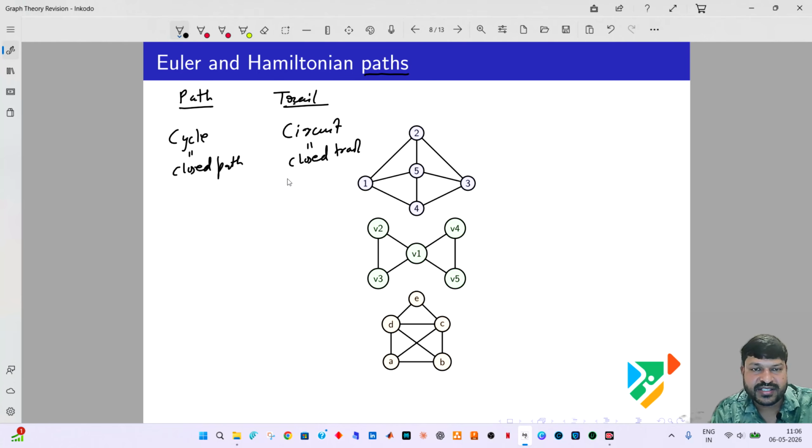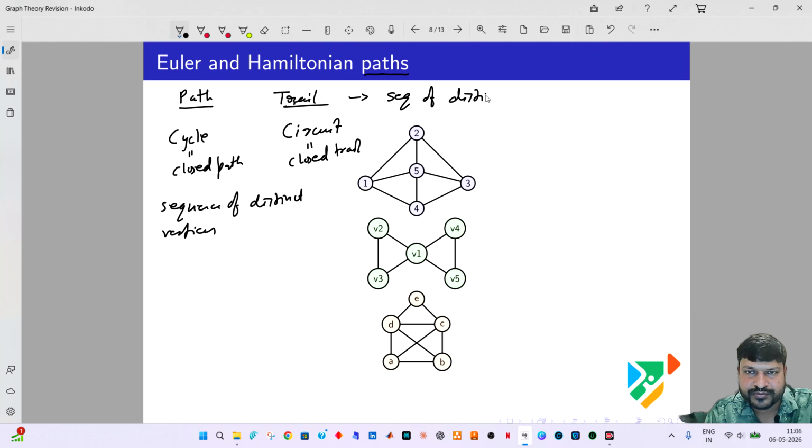We'll look at a trail as a sequence of edges such that edges are distinct. Vertices may be distinct or may not be. In a path, vertices are distinct. So here, for simplicity for this session, a path is a sequence of distinct vertices such that consecutive vertices are adjacent, and for simplicity, a trail is a sequence of distinct edges. Vertices may be repeated in this sequence.